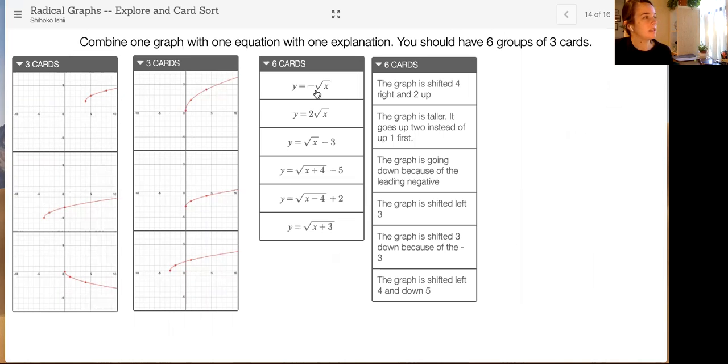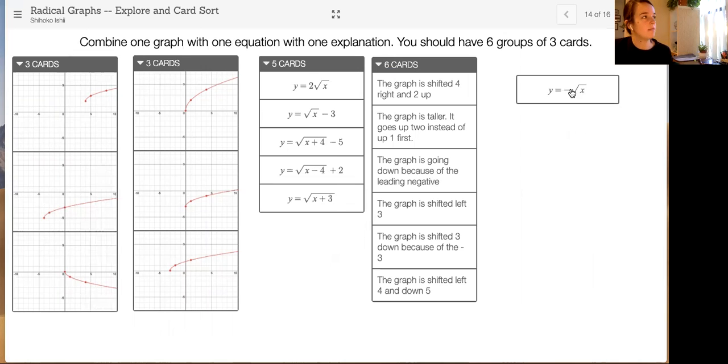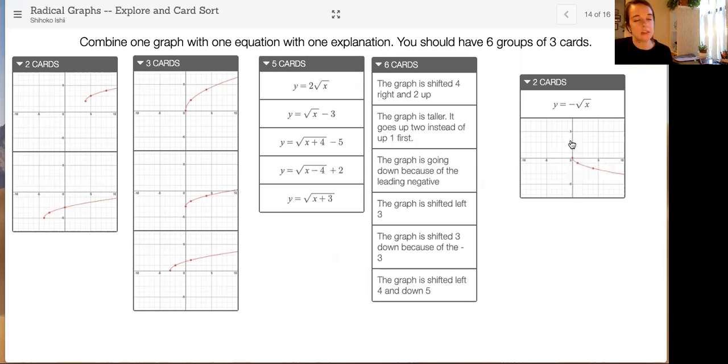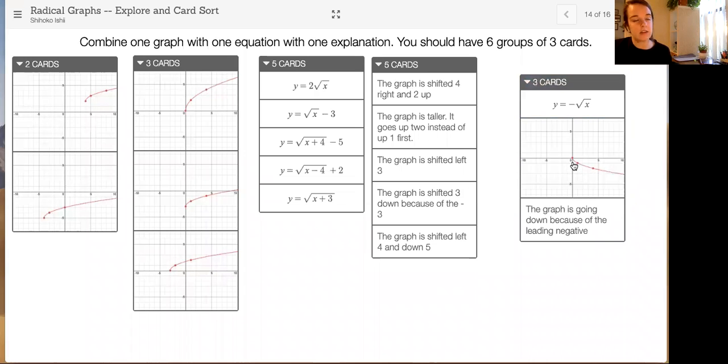For example, I might start by saying, okay, this one's negative, and I know that the negative makes the graph go down. So I'm going to look for a graph that's going down, and it's got to be this one. It's the only one that goes down. Drag them on top of each other and they'll clip together, right? And then I'm going to look for an explanation. My explanation is the graph is going down because of the leading negative. So I'm going to go ahead and drag that together.